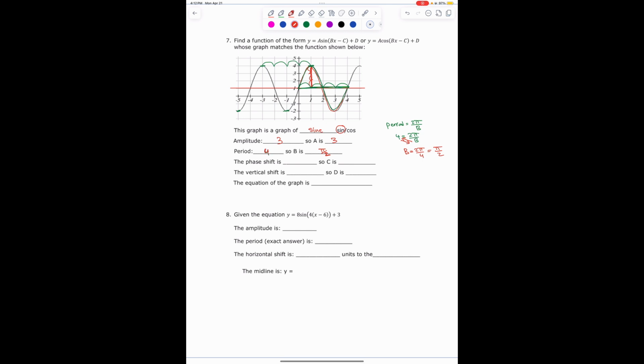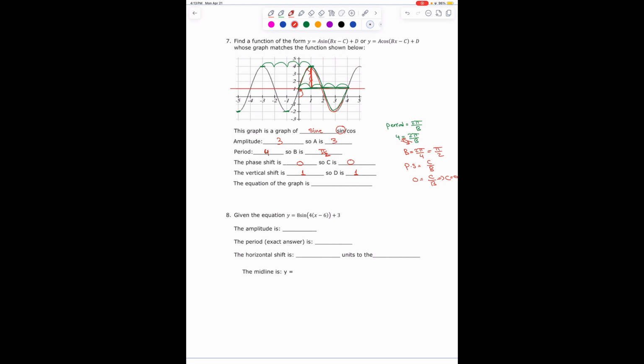The phase shift, which is the horizontal shift, there isn't a horizontal shift, so the phase shift is 0. And since the phase shift is equal to c over b, and we know that the phase shift is 0, that means c is 0. The vertical shift, I know that the midline has moved 1 unit, so the vertical shift is positive 1. So d is going to be positive 1.